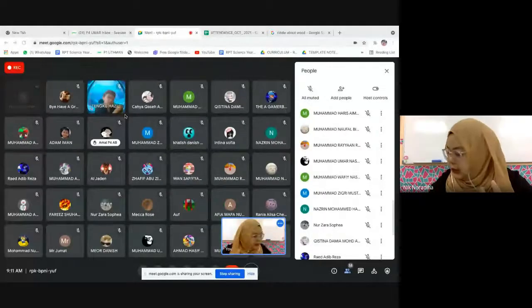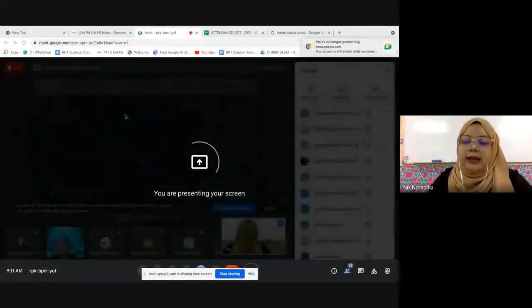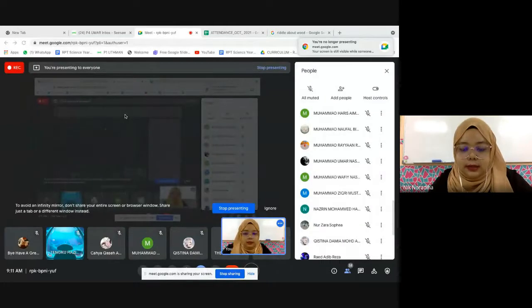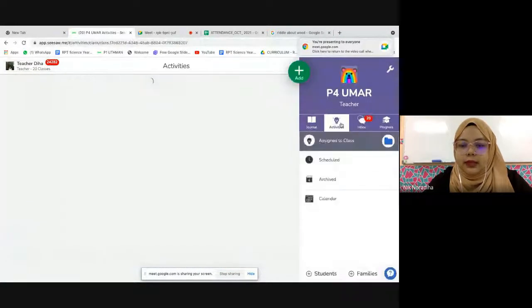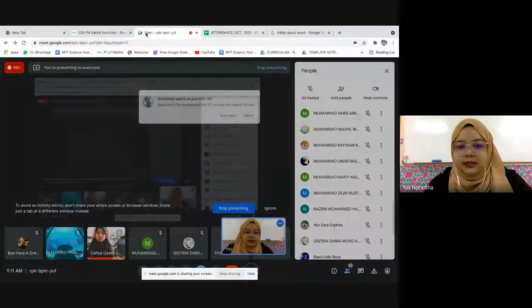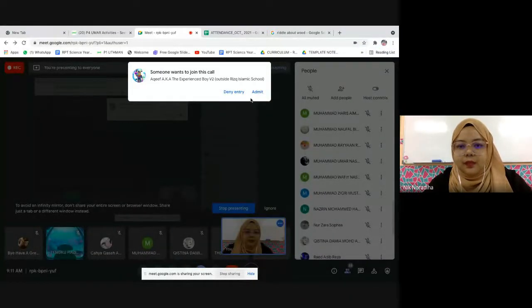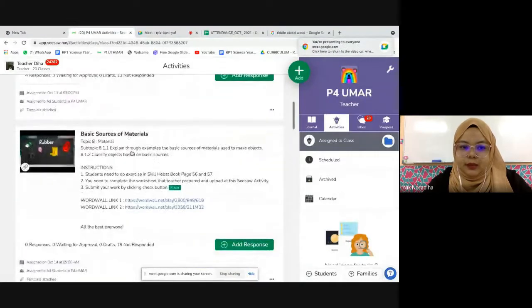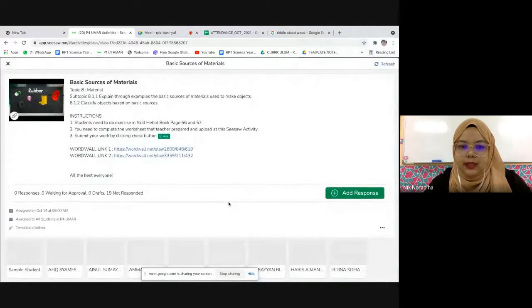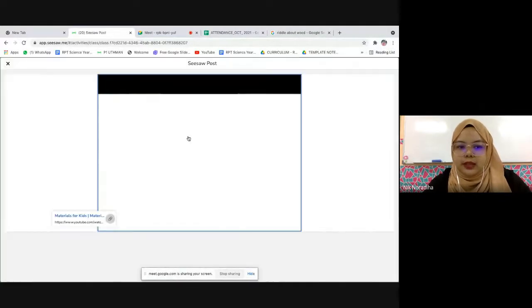Okay, in Seesaw, if you check your Seesaw activity, it's okay to show you here first. In your Seesaw, teacher already provided the video, what page you have to do in your Skill Hebat book during your individual self-learning, then the word wall game that you can play later. If you go to your Seesaw, then you click activities. Akif Razin just joined us. This one, basic sources of materials, is what we are learning about today. Teacher has a video. Let's watch it together first.